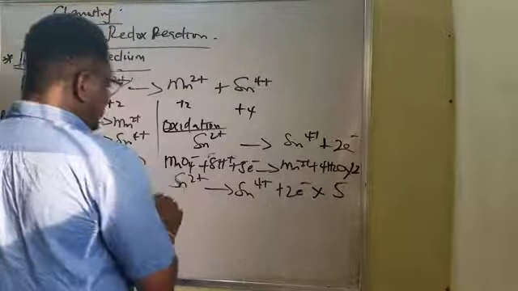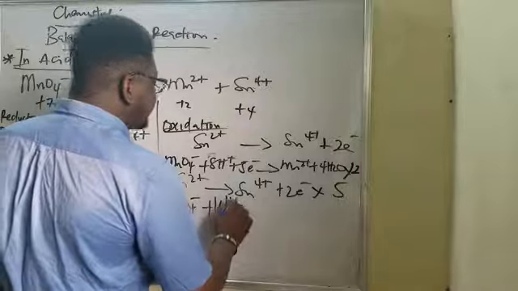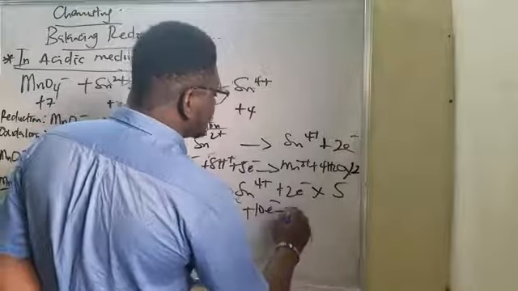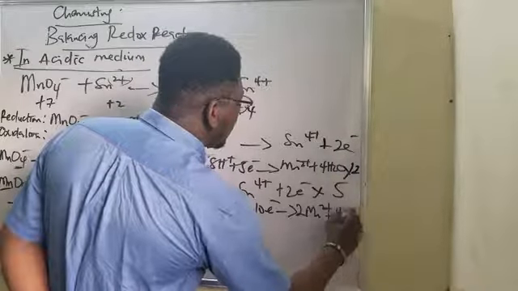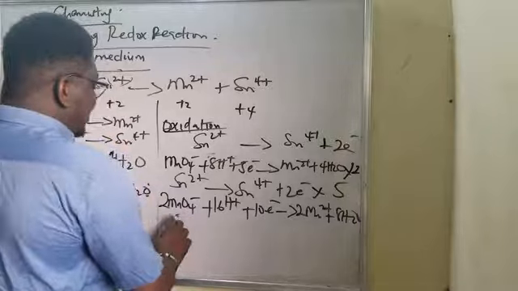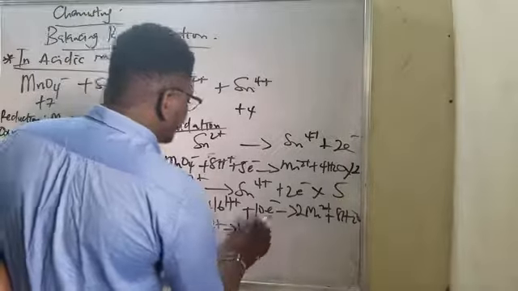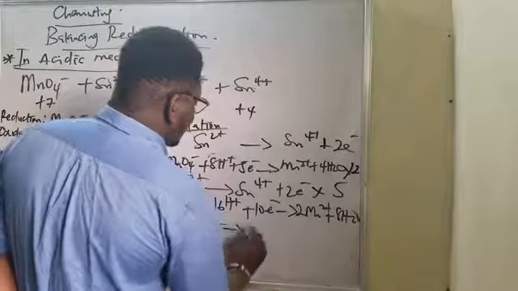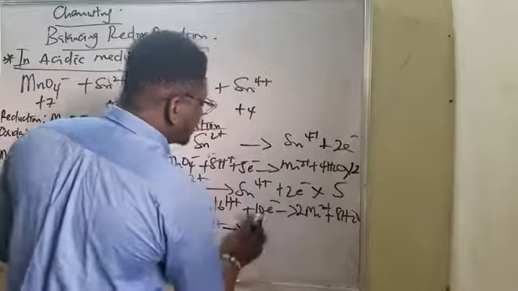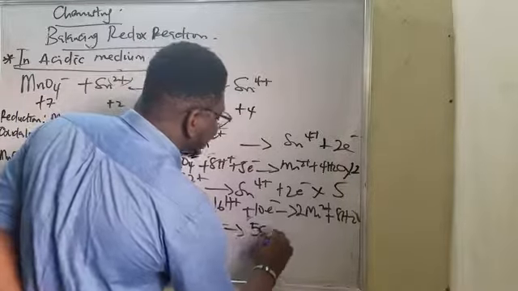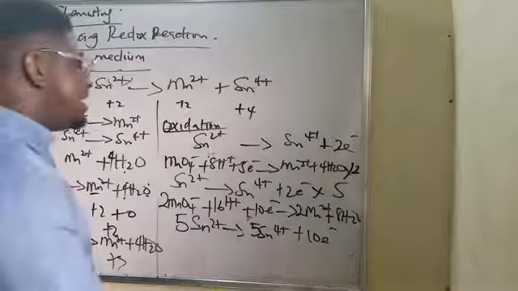So this gives me 2MnO4⁻ + 16H⁺ + 10 electrons to give me 2Mn²⁺ + 8H2O. Then the second one multiplied by 5 gives me 5Sn²⁺ to give 5Sn⁴⁺, because I'm multiplying 2 by 5, plus 10 electrons. Now my electrons are balanced and they can be cancelled out.